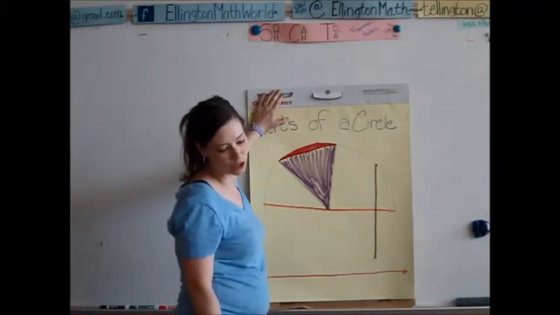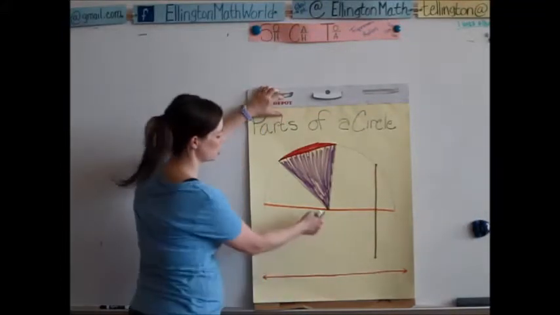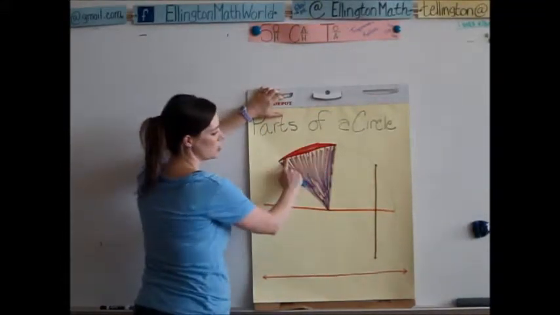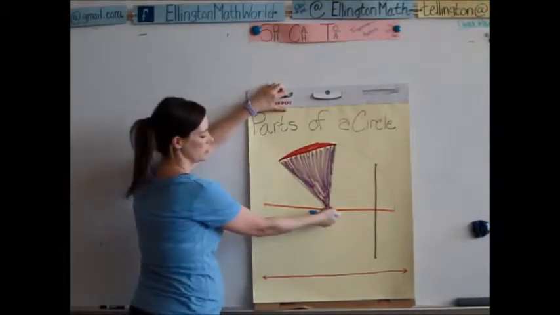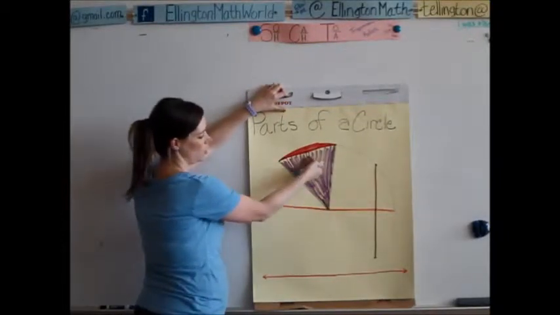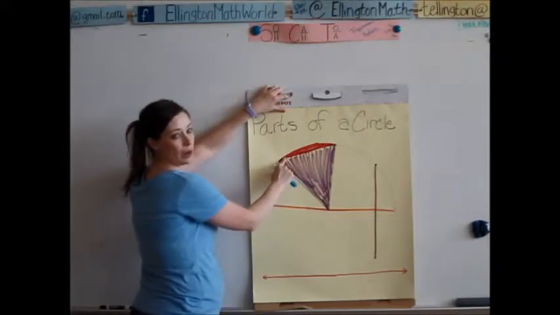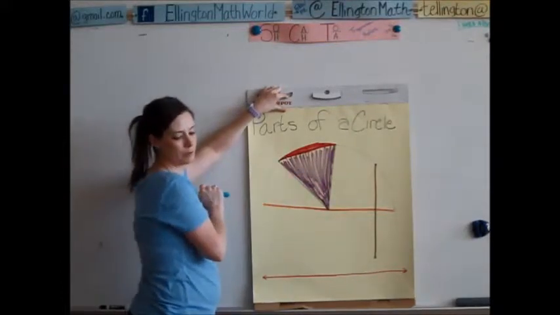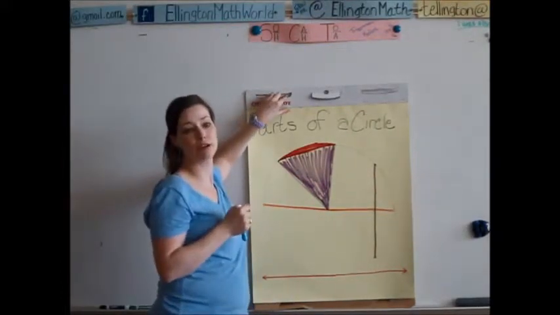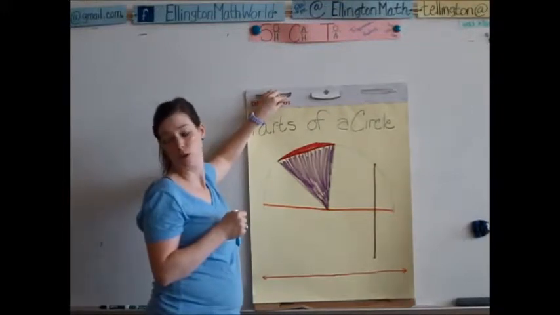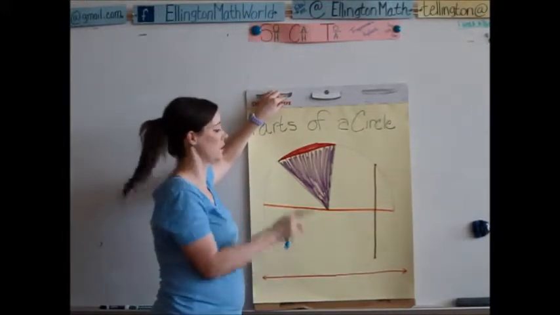A sector of a circle is this part shaded in purple plus the part in red. So a sector of a circle is all the way out, the purple and the red. You should be adding this to your circle diagram in your notes. It will be something on your test. You'll have to label these parts.